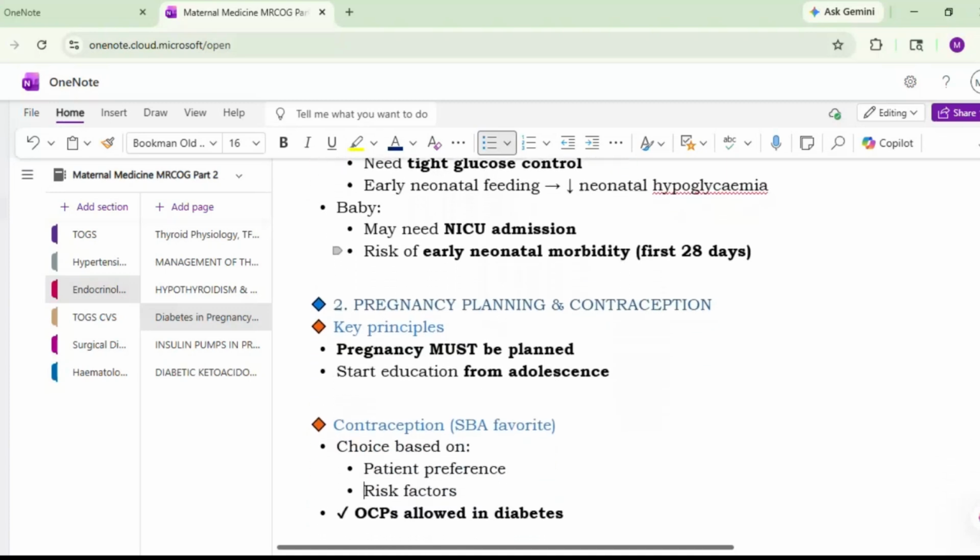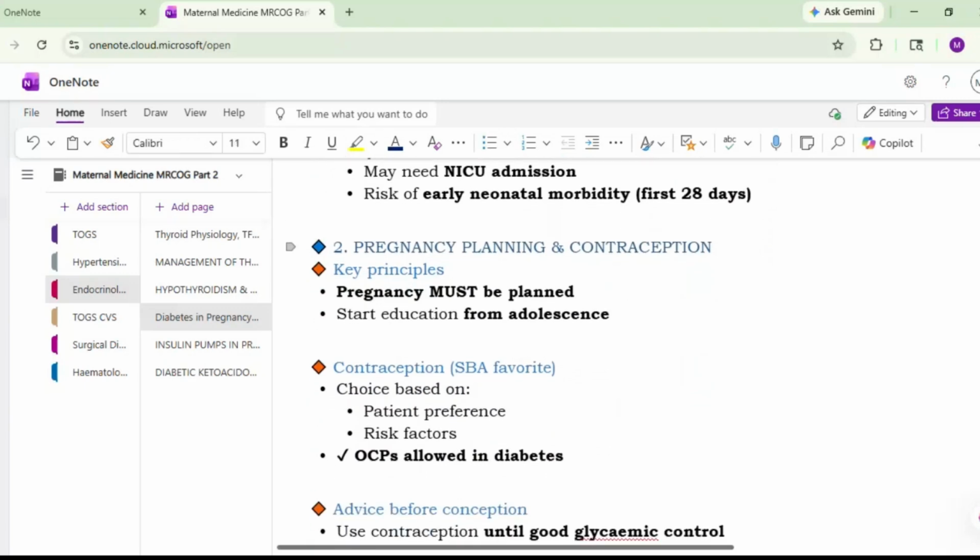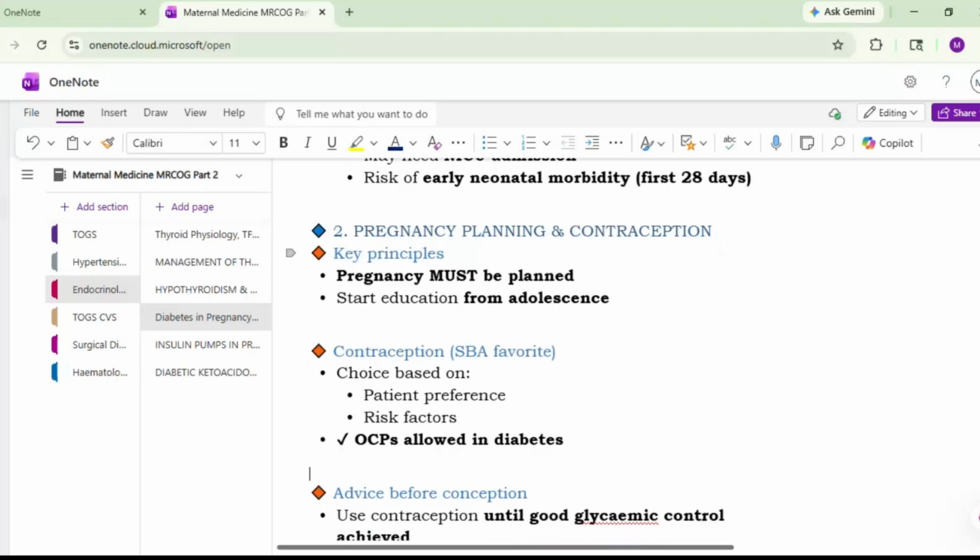Now, what are the other things in the preconceptional period? By the time glucose control is achieved, what do we need to do? First, for these diabetic patients, the pregnancy must be a planned pregnancy. Start education from adolescence, especially for patients with type 1 diabetes. Education should be started from adolescence itself. Then they should be on effective contraception till they decide to conceive.